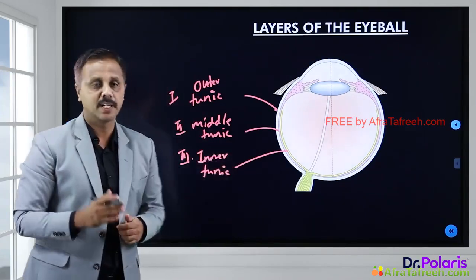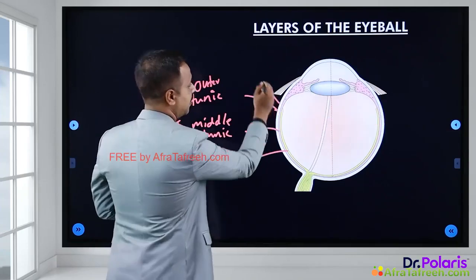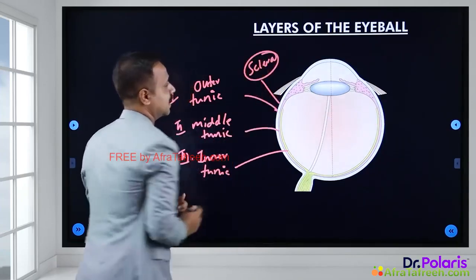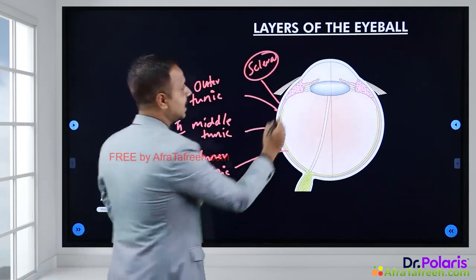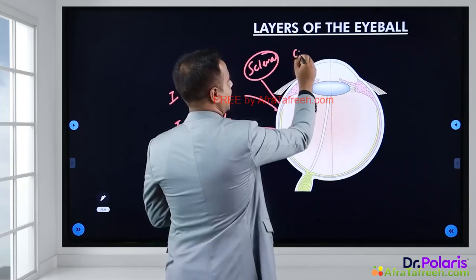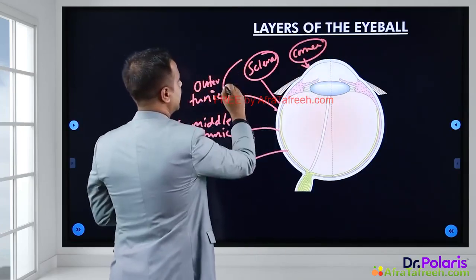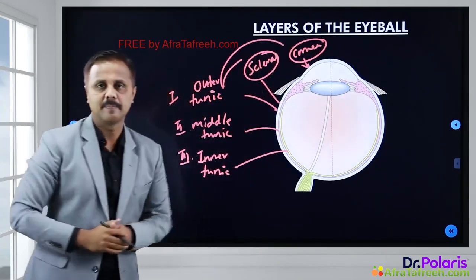The outer tunic in its posterior part is formed by sclera. This is referred to as sclera. Then anteriorly it is cornea. So outer tunic is made up of sclera and cornea.